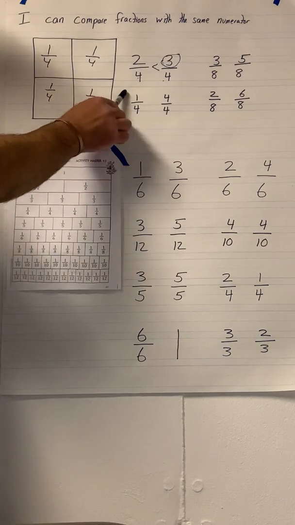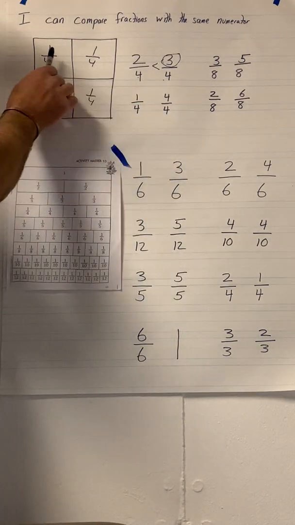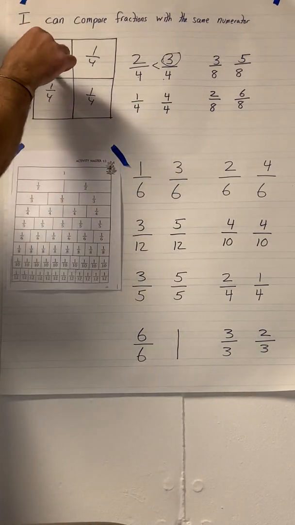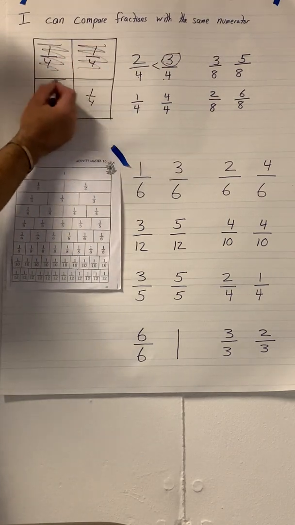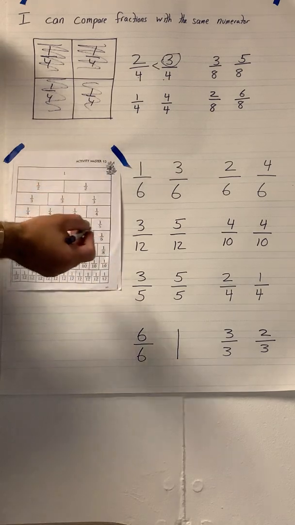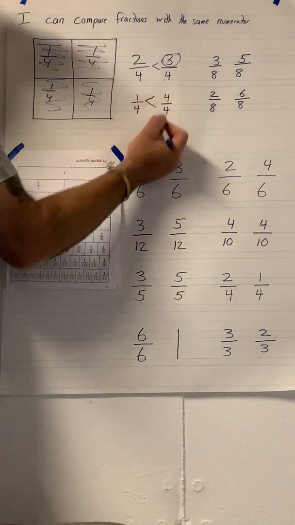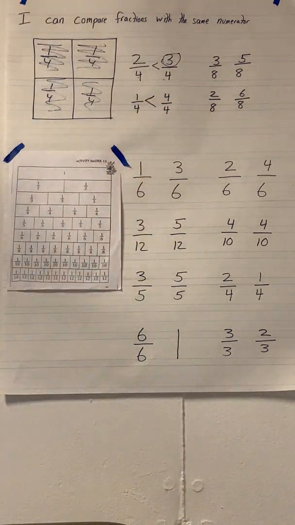Or if I have 1/4 or 4/4, well, that's 1/4, and 4/4 would be all of them. So obviously 4/4 would have to be bigger, okay?